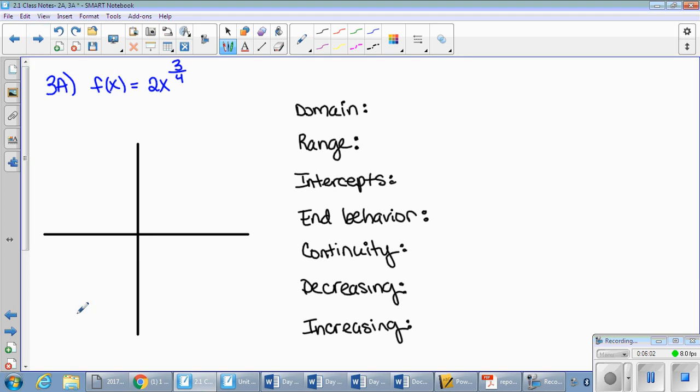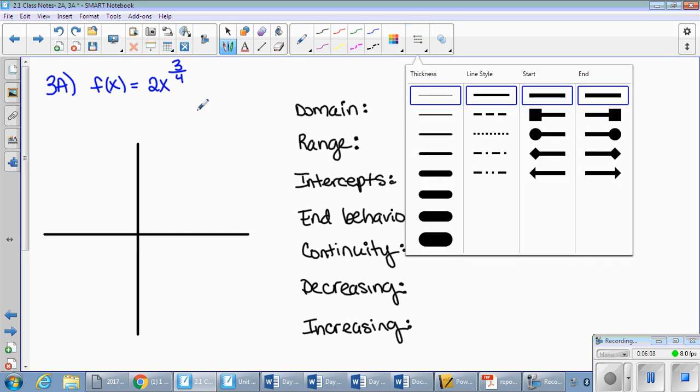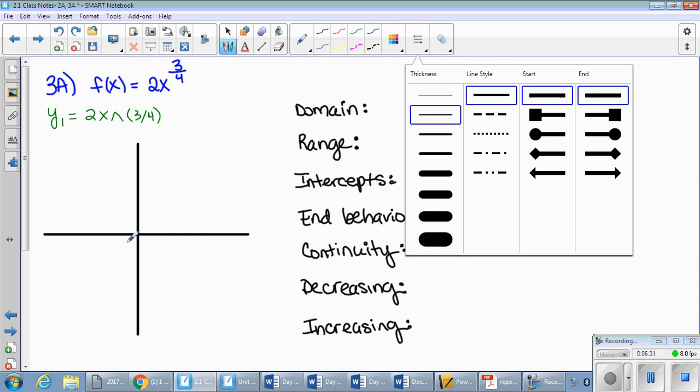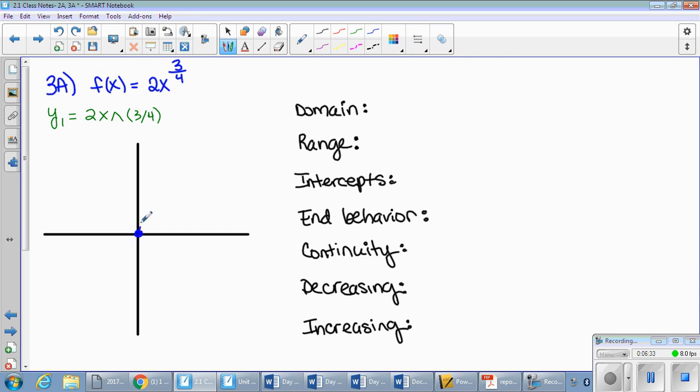Okay, last but not least, 3a. I have f of x equals 2x to the 3/4 power. So in our graphing calculator, y1 equals 2x, there it is, caret, raised to the 3/4 power. Go ahead and click on graph, see what you get. Your graph should look something like this. Okay, so go ahead and do a quick sketch. Let's analyze.